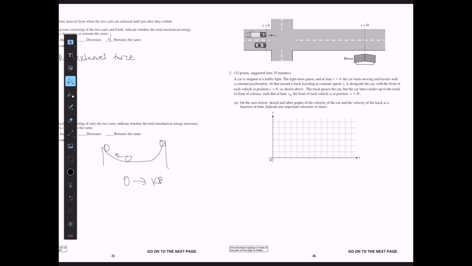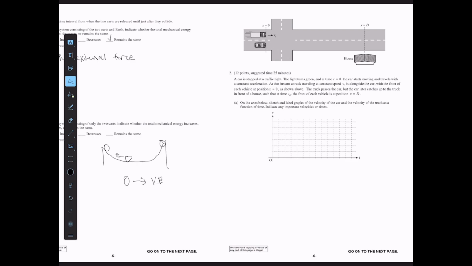Okay, so a car is stopped at a traffic light. The light turns green, and at time t equals 0, the car starts moving and travels with constant acceleration. At that instant, a truck traveling at constant speed vt is alongside the car, with the front of each vehicle at position x equals 0 as shown above. The truck passes the car, but the car later catches up to the truck in front of the house, such that at time td, the front of each vehicle is at position x equals d. So, sketch velocity versus time graphs.